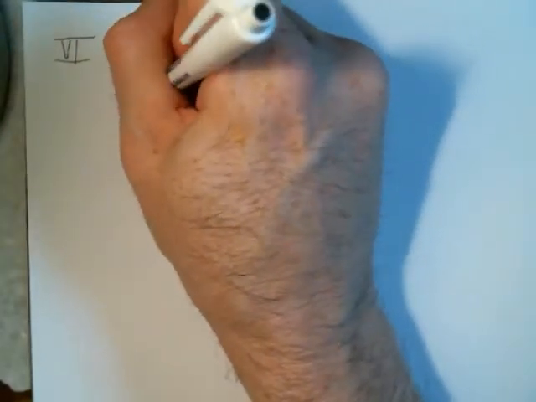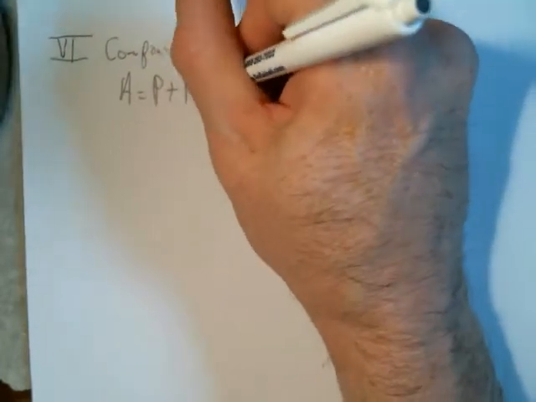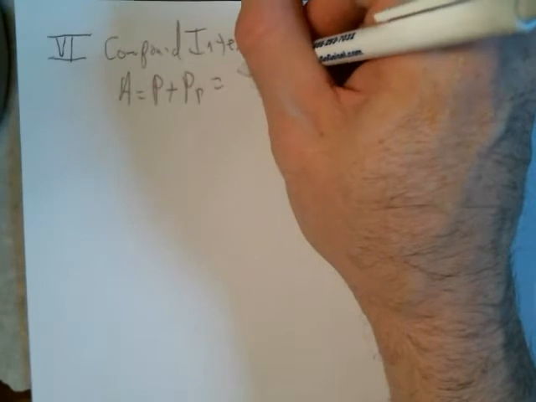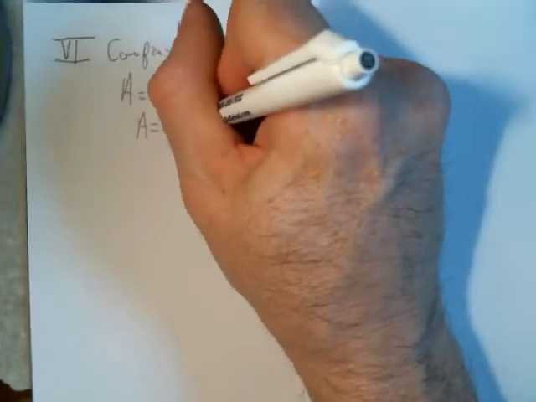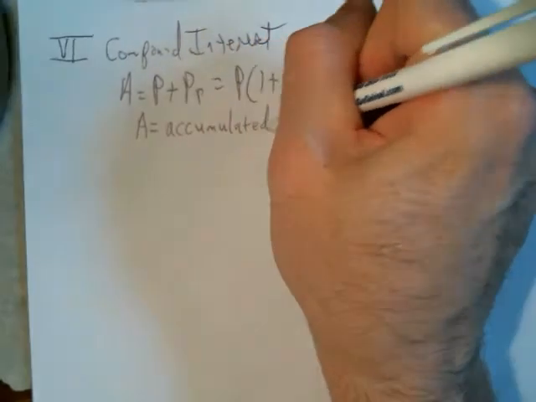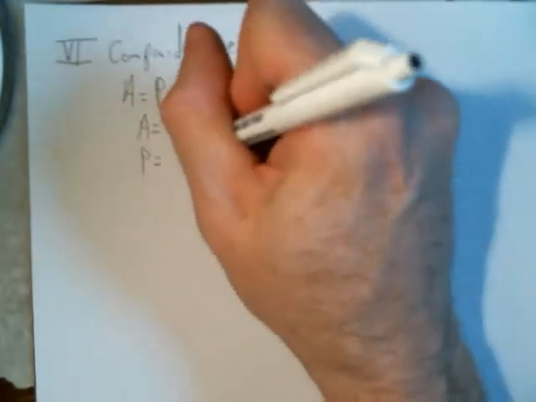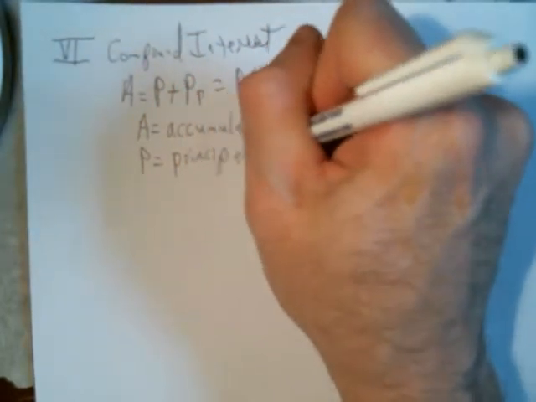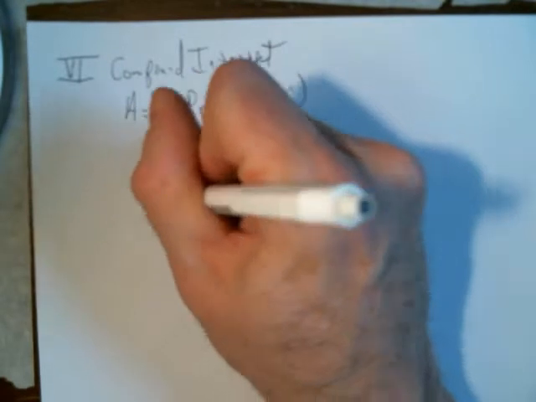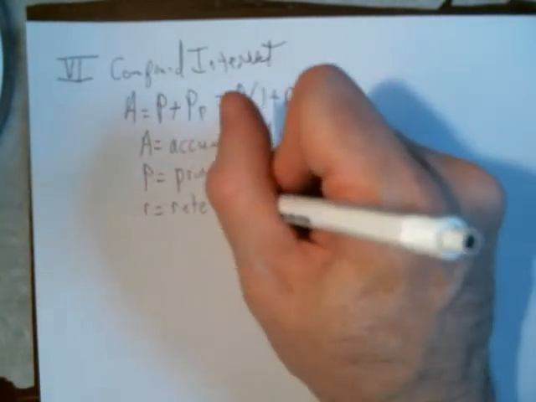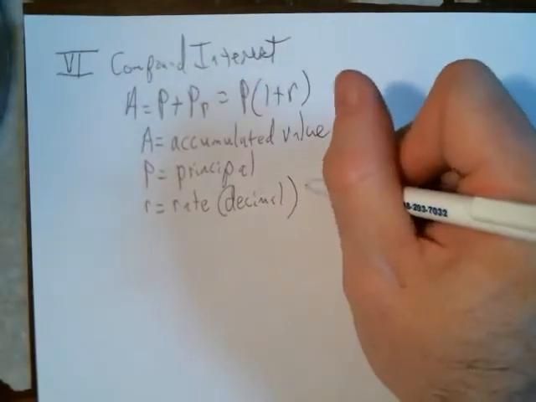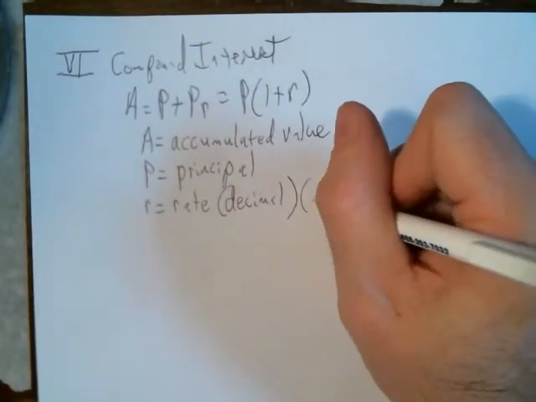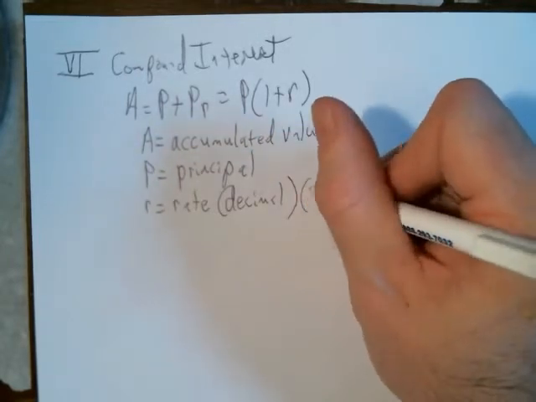Our formula: A equals your principal plus the principal times the interest rate, which we're going to rewrite as P times 1 plus R. Let me define the variables. A is your accumulated value. P is the principal amount, the amount that you put in your bank account on day one. And R is the rate, and when we use it in equations, we're going to use it in decimal form. One other thing: in this book, we're assuming it's not some weird nominal rate. It's a per year rate.